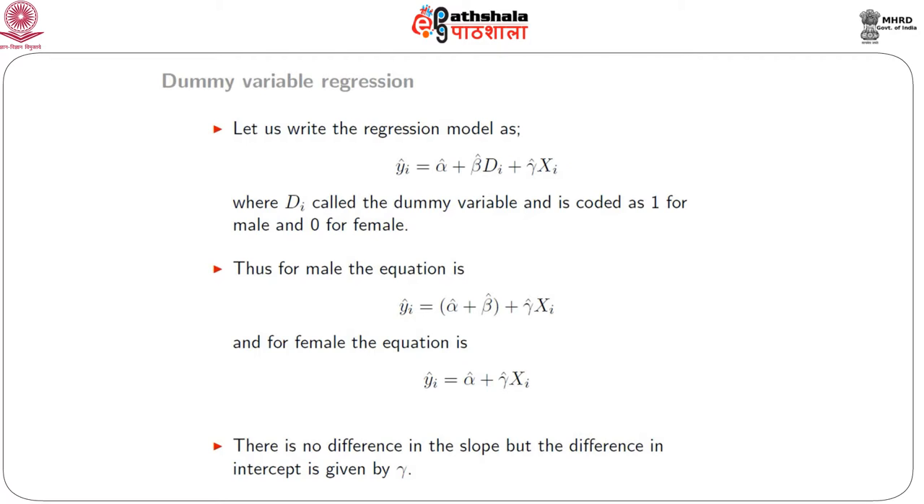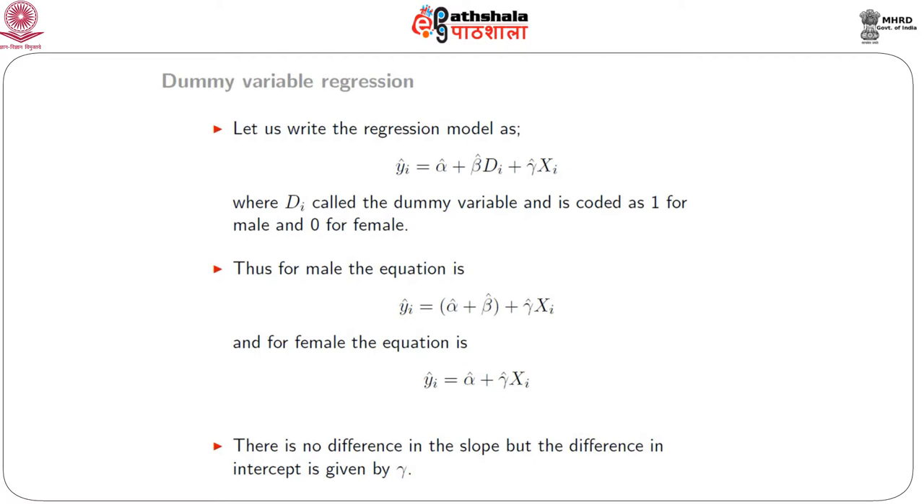So, in our example, we will code the dummy variable D as 0 for female and 1 for male. So, let us now write down the regression model in terms of our continuous predictor variable x_i and the dummy variable d_i. So, the model is given by y_i hat equals alpha hat plus beta hat d_i plus gamma hat x_i, where d_i is the dummy variable which is 1 for male and 0 for female.